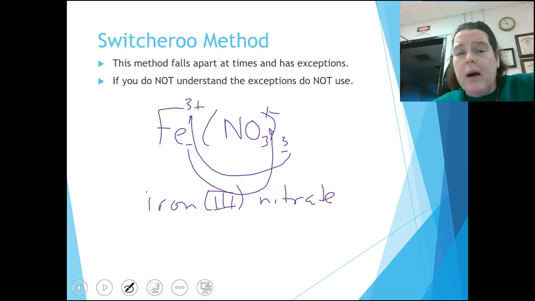You just have to work through the problem and work it backwards. If you know the name, you can determine the ions. If you know the formula, you can determine the ions. You just have to be able to work backwards to get there.